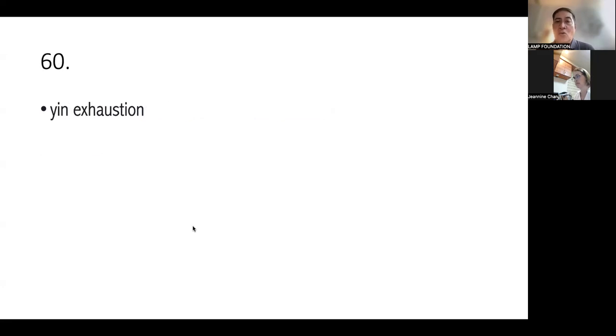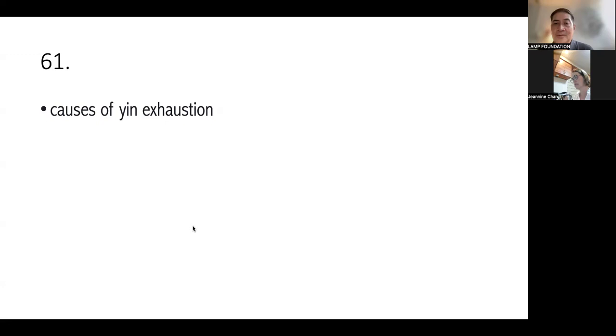Number 60. What is yin exhaustion? Severe and life-threatening condition due to massive loss of yin and body fluids. Very good. What are the causes? Sa tongue ulit. Chronic illness with body fluid deficiency. Obviously walang-wala na ang coating nito. Sige, sige. What are the causes?